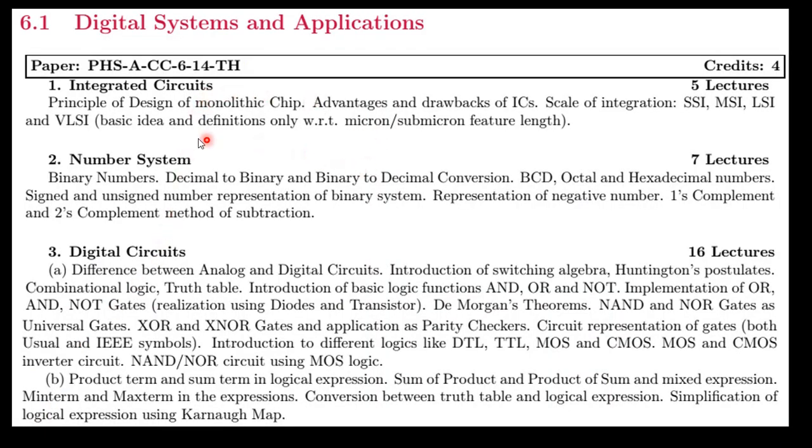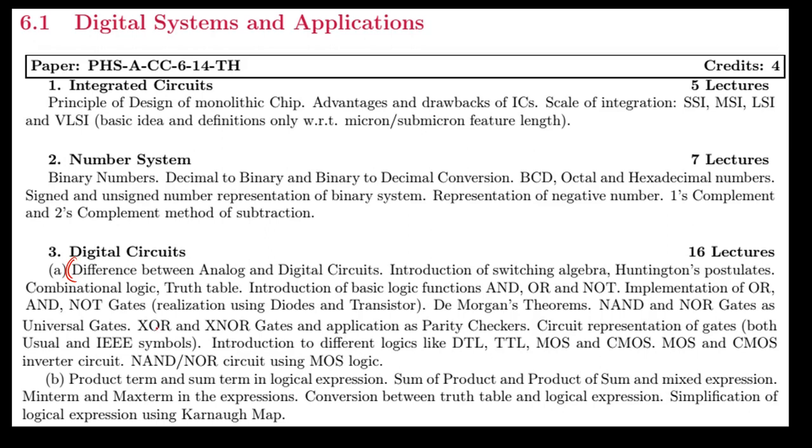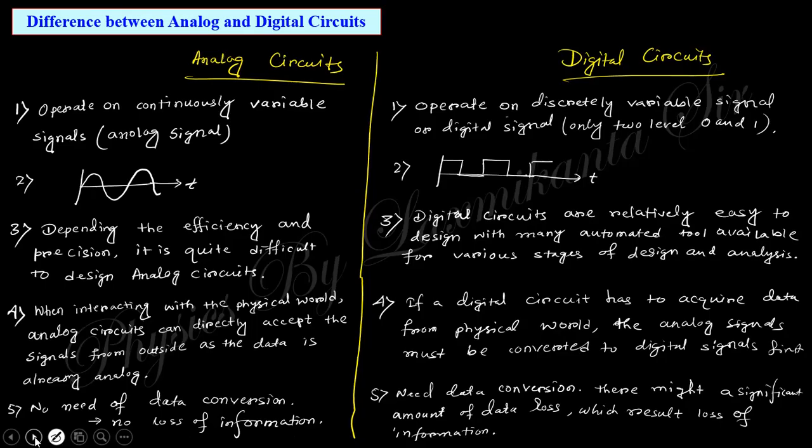You can see this is the total syllabus. In lecture 1 we covered the integrated circuit. In lecture 2 we covered the number system, and this is lecture number 3. We want to discuss this portion, from this one up to the universal gate. So we want to cover up to this one in this video. This is lecture number 1, this is lecture number 2, and this we want to cover in lecture number 3. In the upcoming lecture, we will cover this portion also. This is the total syllabus of this paper in semester 6 BSc Honors, Calcutta University.